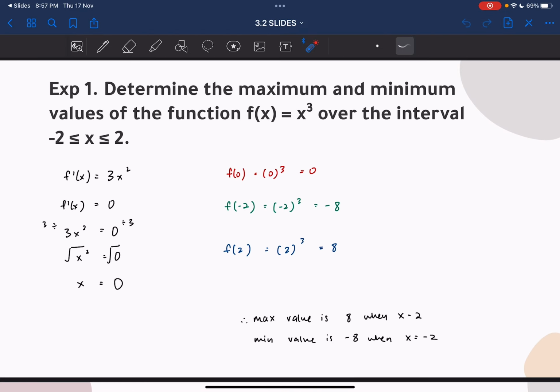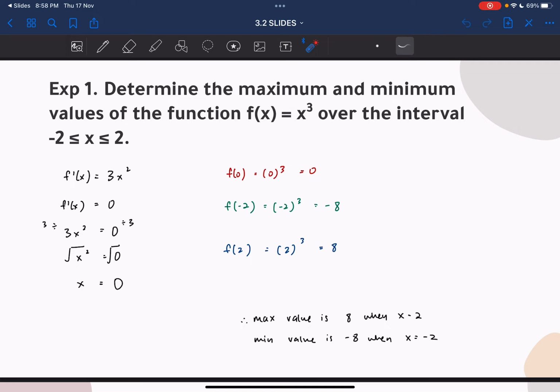Example 1 states: determine the maximum and minimum values of the function f(x) equals x cubed over the interval -2 to 2. First we have to find f prime x, the derivative. We found that it is 3x squared, and then we have to set the derivative equal to 0. After we set it to 0, we have to isolate to find x. This is a very simple calculation. I hope you know how to do this, but let's go through it.